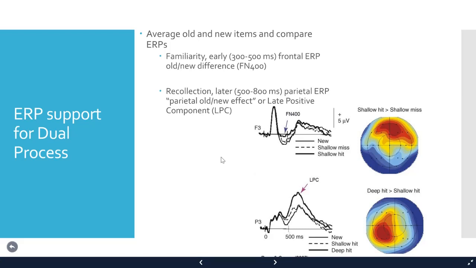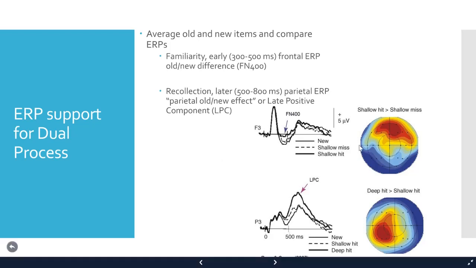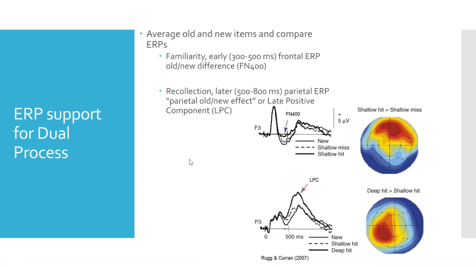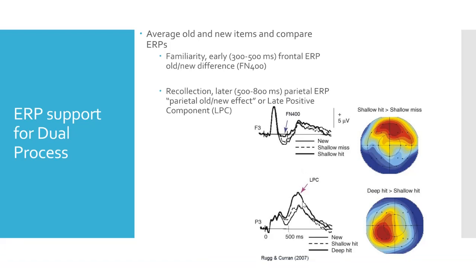So the idea here is, if these were two different ends of one spectrum, then why would you have two different ERPs for them? If signal detection theory is right and it's just one memory signal, then you shouldn't be able to differentiate between familiarity and recollection in terms of timing and location. But here we get these two different ERPs. If you have two different ERPs, that suggests there are two different memory signals. That's why it's strong evidence for dual process views.